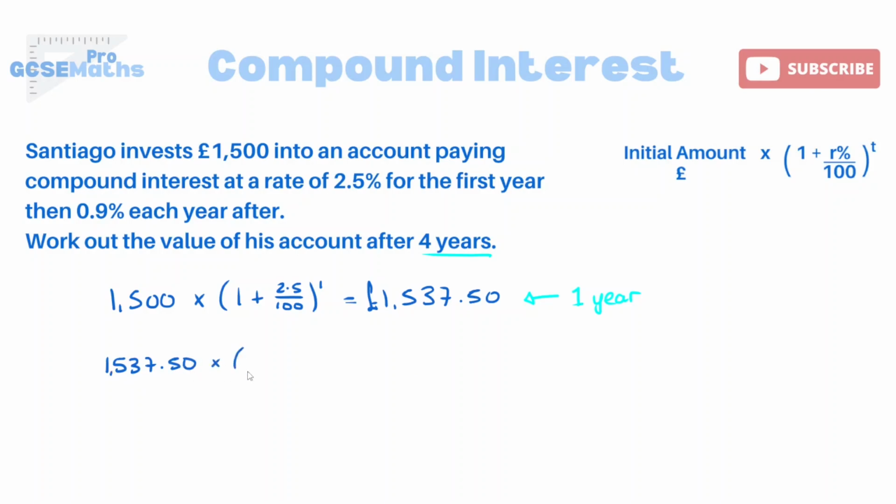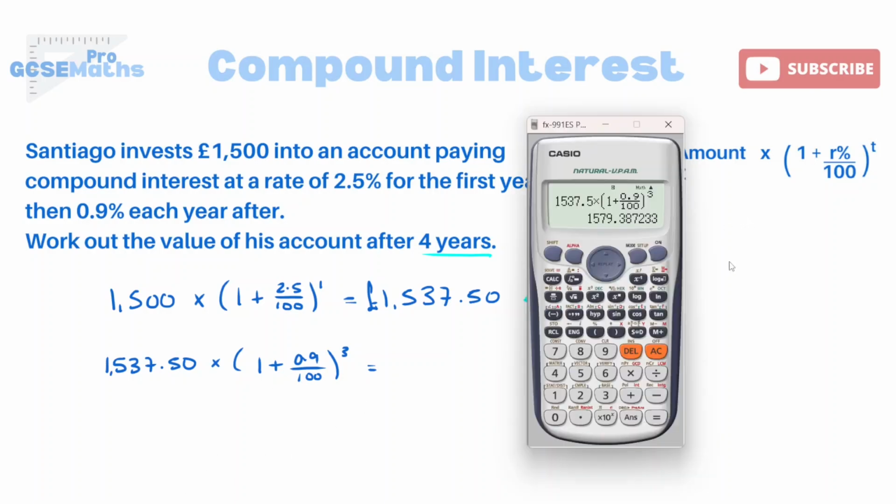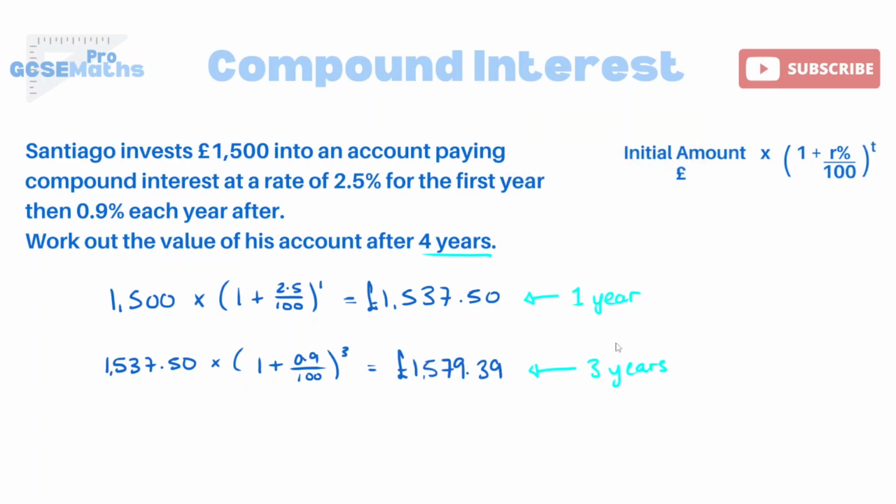And then times it by 1 plus the interest rate, which is now 0.9, over 100 to make it decimal, and then to the power of the years. Now, because we already said we've used 1 year out of 4, so the other remaining 3 years is what we need. Then we put equals, obviously put that in your calculator. I'm going to round it to 2 decimal places just because it's money. So we've got £1,579.39. And that was for the other 3 years. So obviously in total, we have the 4 years accounted for.